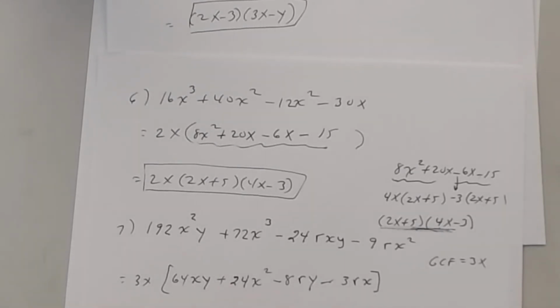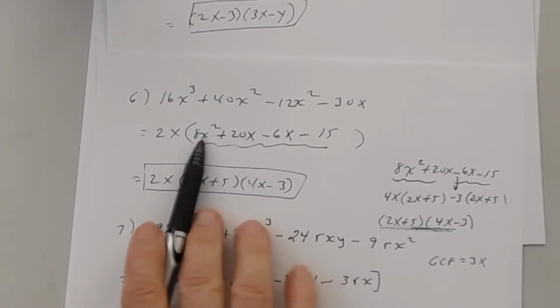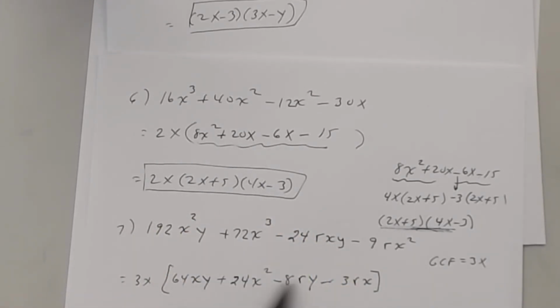So there are a lot of variables floating around, so make sure you're careful with them. And always check yourself. 3x times a negative 3rx. 3 times a negative 3 is a negative 9. X times x is x squared, and then you have that r. Okay, now again, just like in number 6, you want to take what's inside that bracket or parentheses and see if you can factor it further.